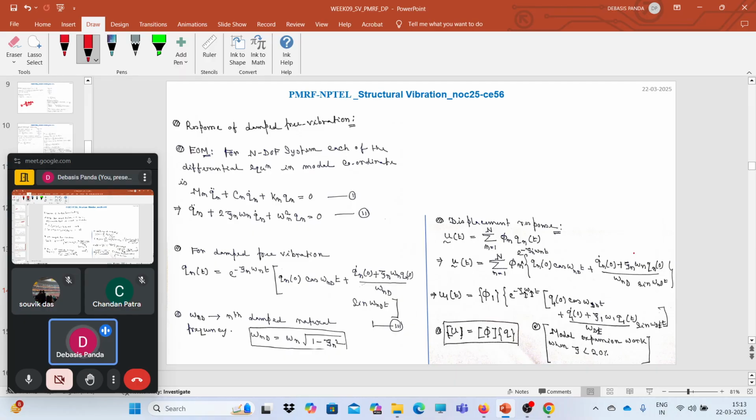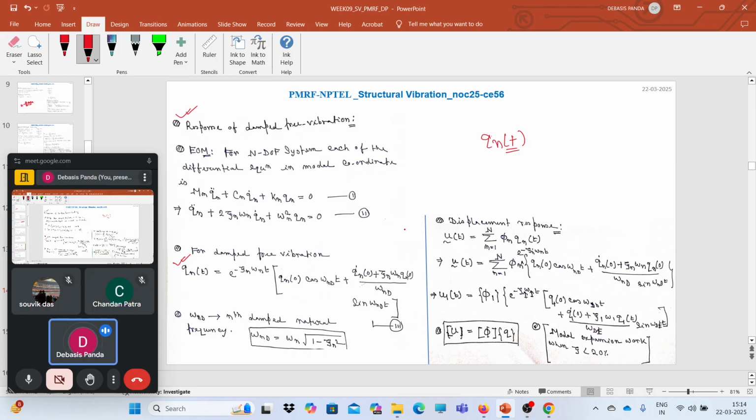Now for the damped system also, a similar kind of thing. First you need to find out the equation of motion, and then you need to find out the mode shape. Once you have the mode shape and generalized coordinate information, for a damped free vibration case, we know the generalized response or the modal response: qn of t is equal to e to the power minus zeta n omega nt times q0 cos omega dt plus q dot 0. Already we have solved this when we solved the single degree of freedom system.